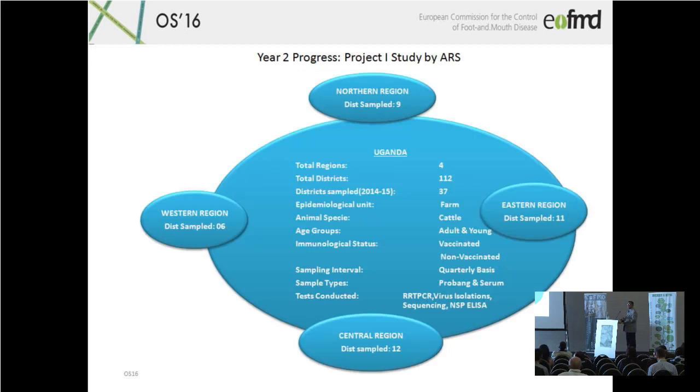Within those regions, we have 112 districts, and out of those 112 districts, there were 37 districts from where these samples were collected. The epidemiological unit was farms, and the species from where these samples were collected were cattle. The samples collected were probang and serum samples, and those were tested by real-time PCR, virus isolation, sequencing, and NSP ELISA.